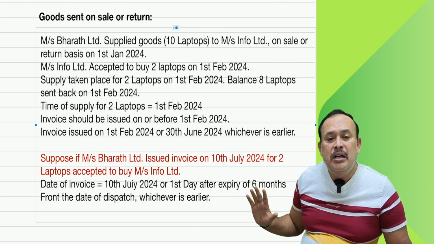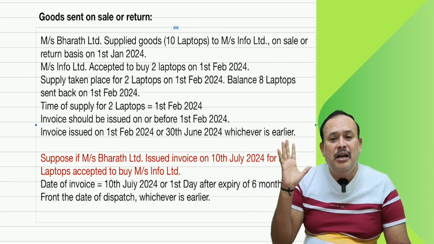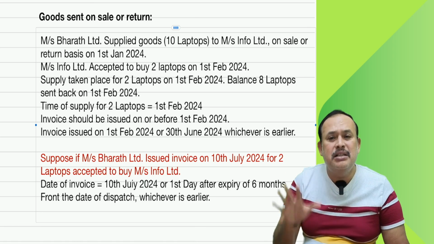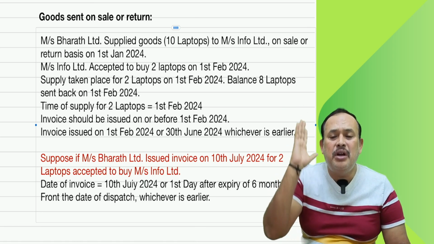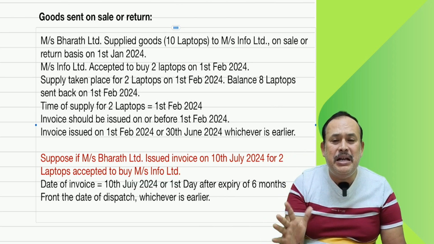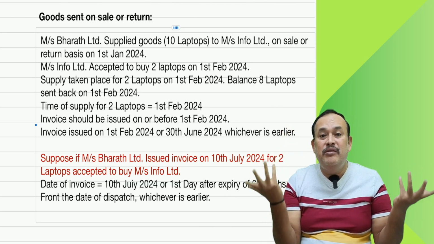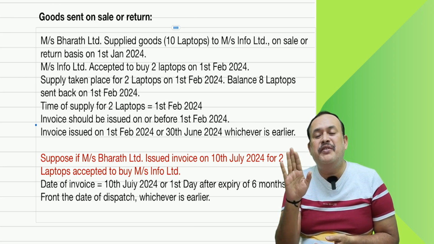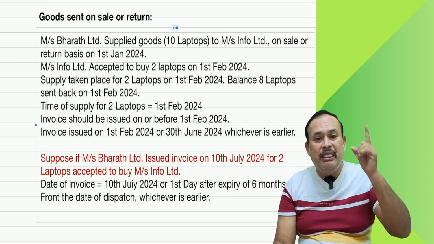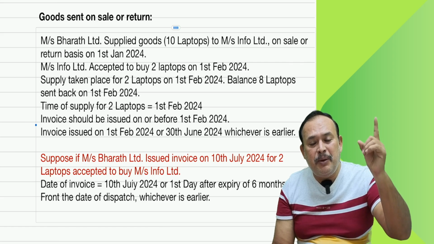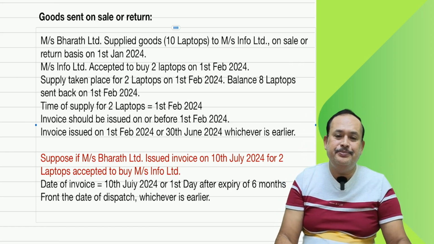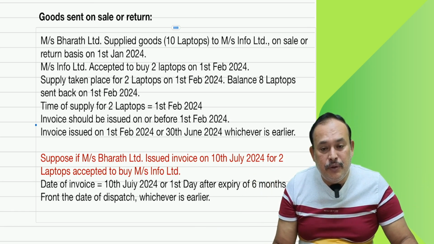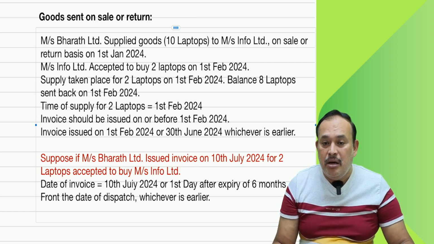Sir, 10 laptops sent, sir, on 1st January 2024, till today, till 22nd September 2024, that fellow has not at all returned, sir. Not accepted, not returned, sir. In that case, invoice not possible to issue. Okay, but under the GST law, time of supply arises, which is the first day that occurs after expiry of 6 months from the date of dispatch. This is the time of supply in case of supply of goods where goods are sent on sale or return basis.